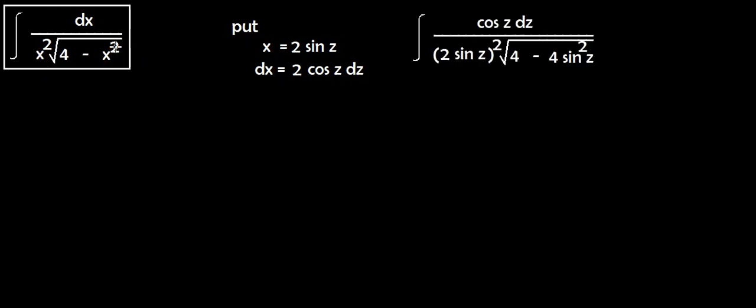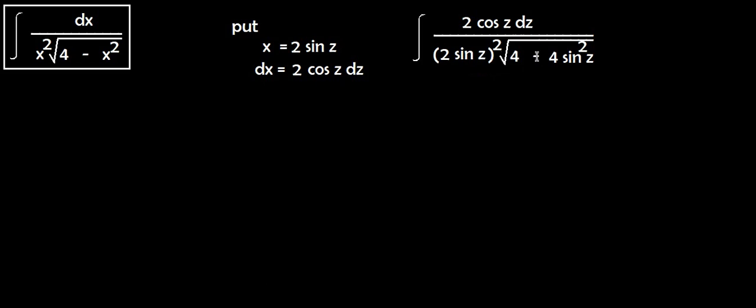Okay, so dx will be 2 cos z dz. Okay, we are remaining with the 2. Here it is, 2 cos z dz, and we have the dx, which is 2 cos z dz. Okay, so x equals 2 sine z, so we have placed 2 sine z in place of x, so it will be 2 sine z whole square, and in the square root we have 4 minus x square, and if we place 2 sine z in place of x squared, it will be 4 sine square z.